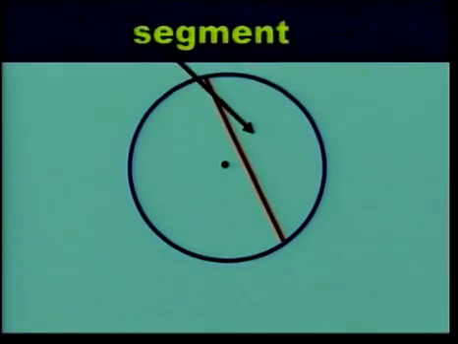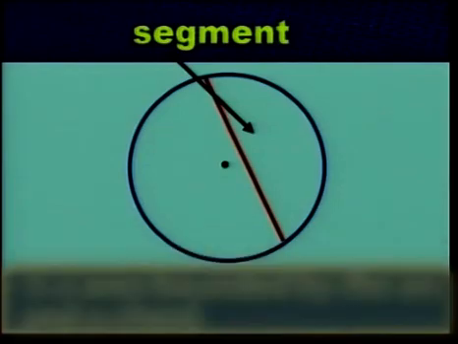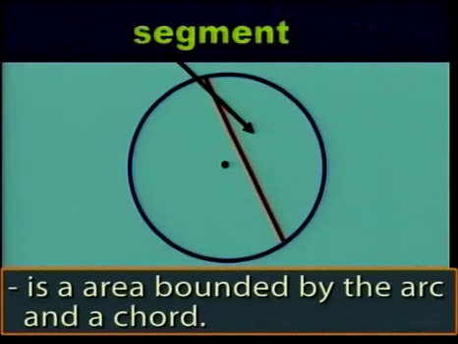Next, segments is known as the area bounded by arc and a chord. The blank space there, this is one segment, and this is another segment. This is known as the smaller segment, and this is the larger segment. Okay?